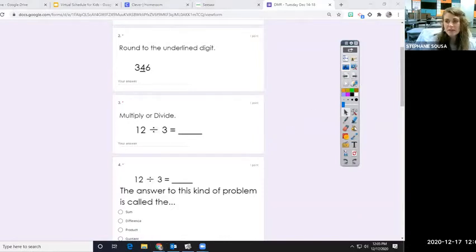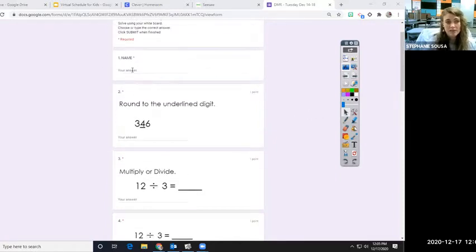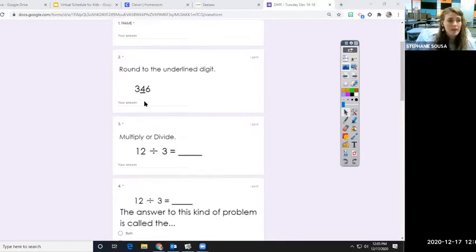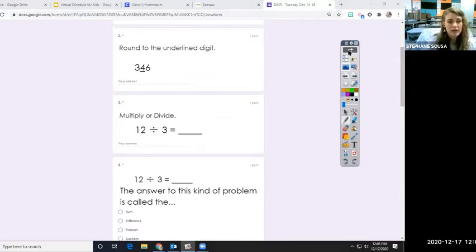First one up is your name. Hopefully you did that. I wanted to remind you again on your quiz to make sure you put your name, because if you don't, I have no way of knowing who you are. So you get a 0% because it looks like you didn't do it. Okay, so make sure you always type your name. Don't leave it blank.